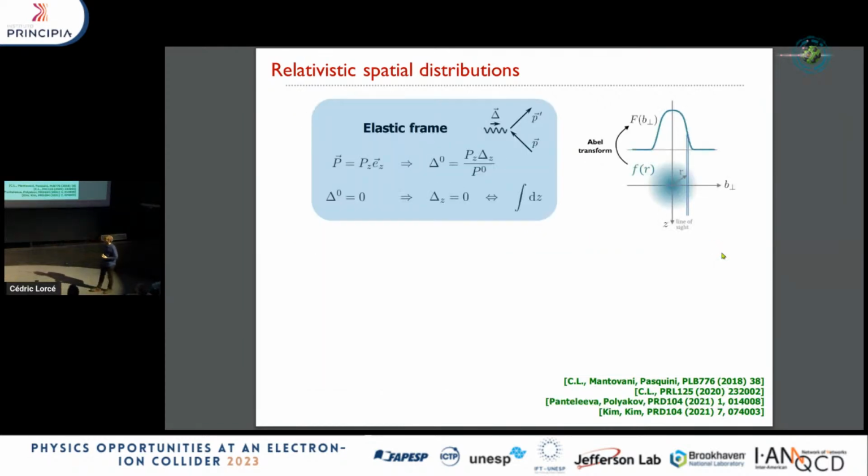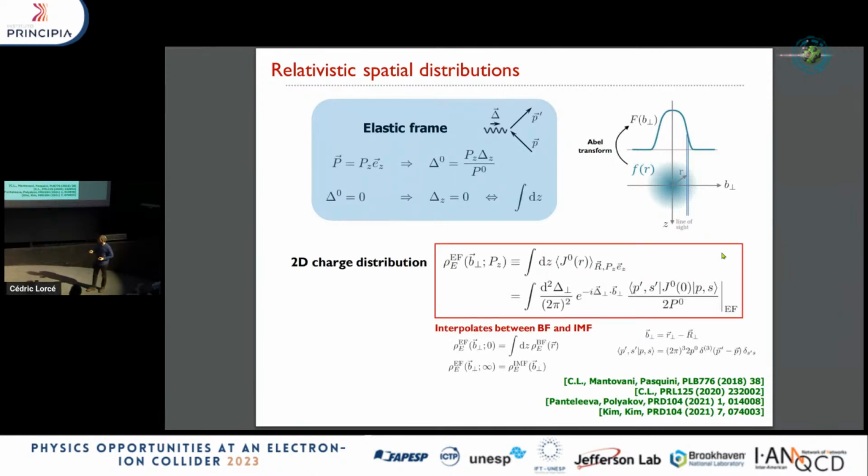For the elastic frame, as I mentioned, we require that the energy transfer is 0. For simplicity, since I have a non-zero momentum in general for my nucleon, I can choose the axis such that the momentum is along the z direction. I'm always free to do so. If I want zero energy transfer, I need zero momentum transfer in the longitudinal direction, which amounts to integrating over the longitudinal direction. So I basically lose the longitudinal information. I just have information about the transverse space. But that's the way it is. You always have to pay a price. There's no free lunch.